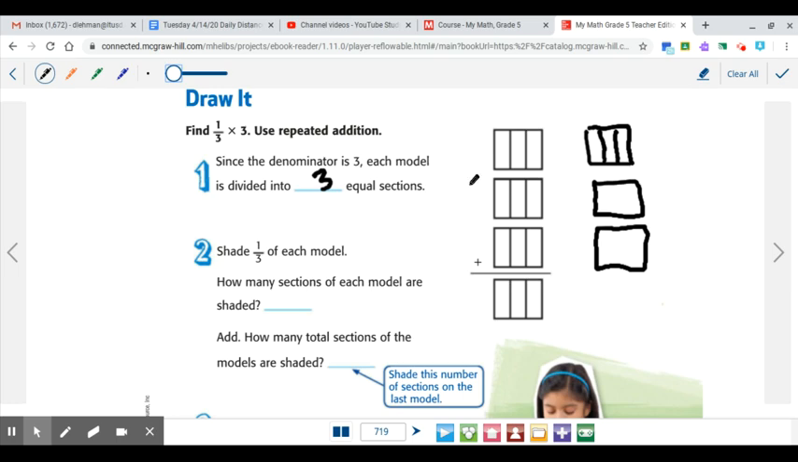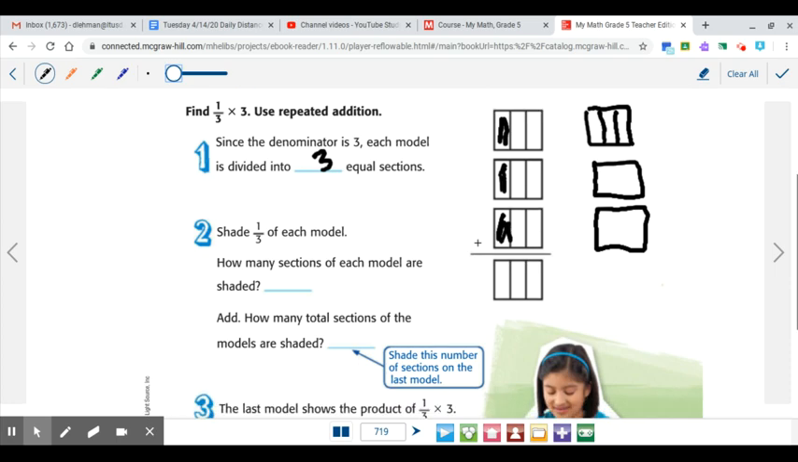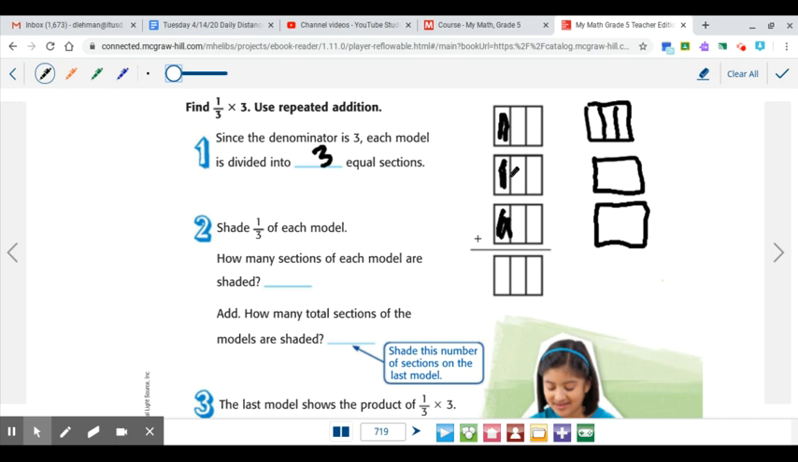Okay, so then in each of these wholes that have now been separated into thirds, we're going to shade 1 out of every 3. So if we have 1, 2, 3, we're going to shade 1 out of those 3. And then we're going to shade 1 out of those 3. And again, we're going to shade 1 out of those 3. Okay? So if you look at this, how many total pieces are actually shaded? So that's 1, 2, 3 pieces are shaded. Agreed?